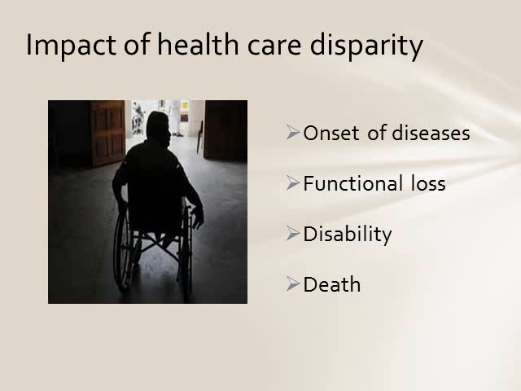Another issue is functional loss or disability. People in a lower socioeconomic class tend to have more labor-intensive jobs. Therefore, a disease or condition may cause them to be disabled, whereas that same disease or condition would not be disabling to someone who works in a white-collar type job. And finally, death may occur due to an unrecognized disease such as heart disease or diabetes.